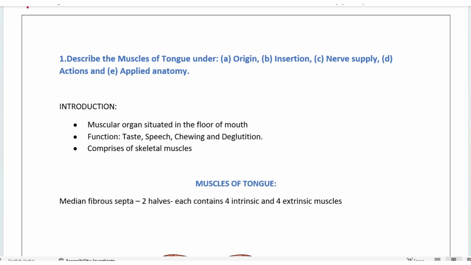So the first question here is the muscles of the tongue, which is a 10 marker. Now they've given us 5 subheadings, which are origin, insertion, nerve supply, actions and applied anatomy. So they've already given us 5 subheadings, which means it carries 2 marks each.